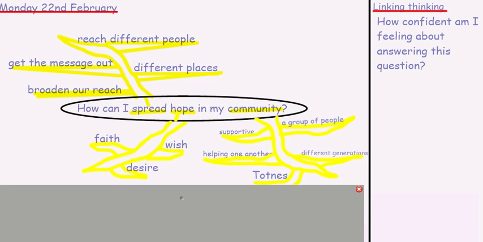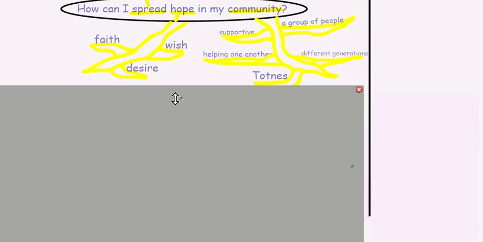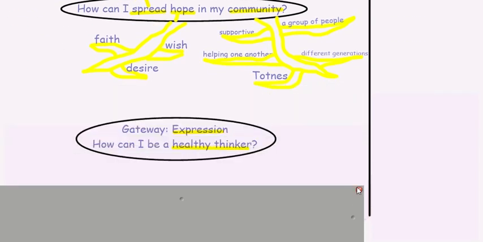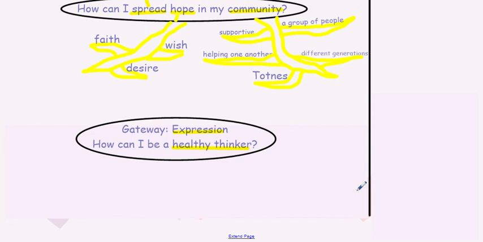Okay, so if you're joining me now, we are now going to have a look at our gateway. So our gateway is part of our learning. Remember, we have our academic excellence, we have our gateway, and then we have our character education. So our gateway this time is about expression, so expressing ourselves. And I thought of a good question to think about to help us with expression, because expression is about getting your viewpoint across. And we're going to talk about how you can be a healthy thinker to show your expression.